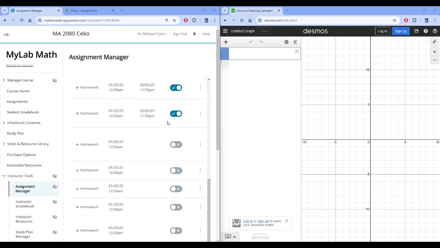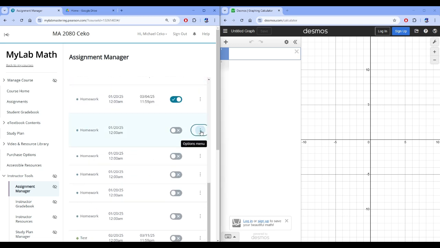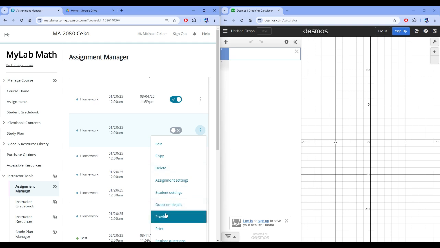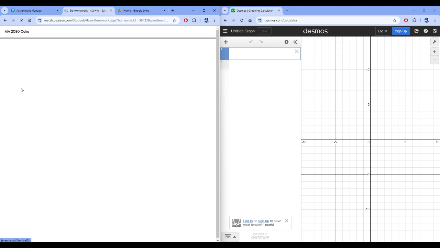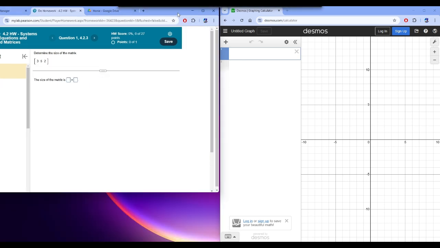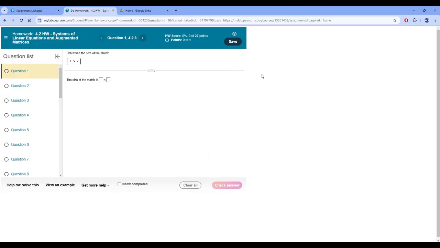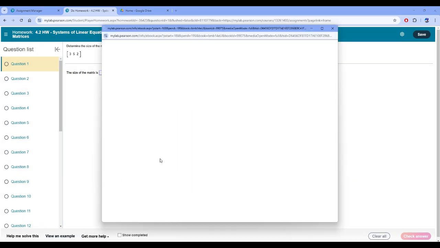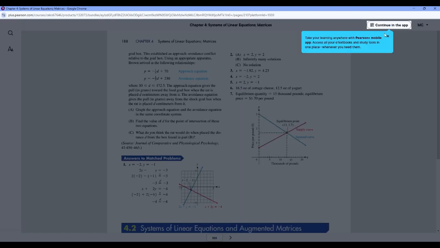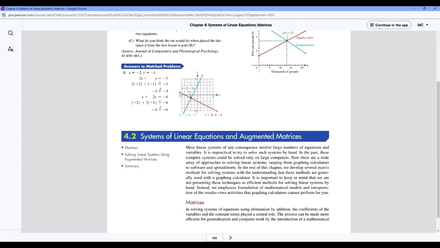Today's lesson is, I can't even see it. Let's just go and preview it. I believe it's 4.2. Yep, 4.2, Systems of Linear Equations and Augmented Matrices. All right, let's get started. Just maximize this for a second. All right, cool. So let's go to the textbook. All right, systems of linear equations.